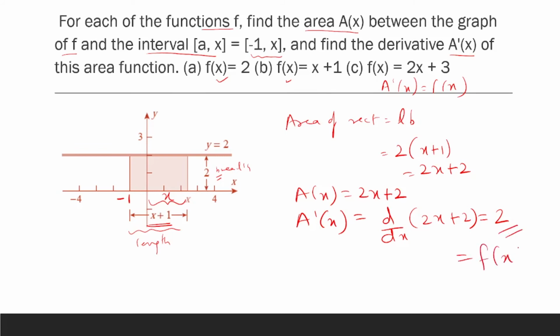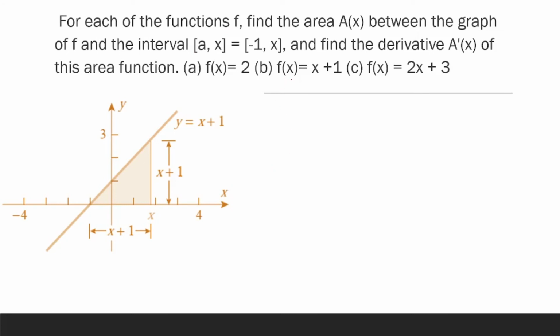Our f of x. That is the antiderivative method: if you have a function f of x and you are given an interval, here our interval is -1 comma x, and you consider a point x within that interval and A of x is your area, then the derivative will be equal to f of x.